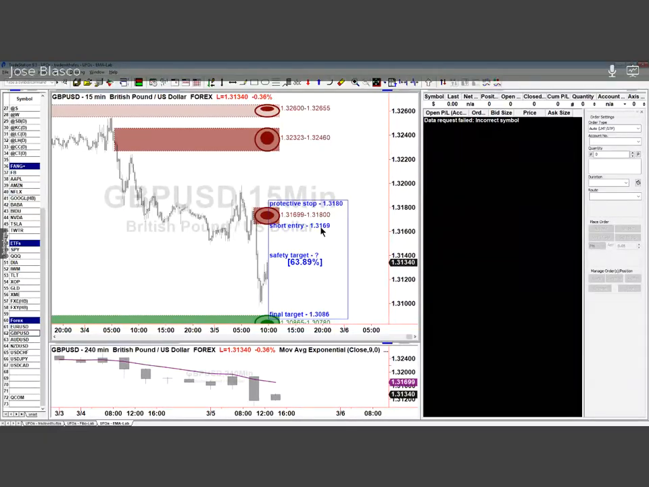But what about when you buy? Your protective stop is a buy order. Your safety target is a buy order. Your final target is a buy order. When you buy, you don't buy from the bid, you buy from the ask. And therefore, these price levels of 130.86 are not good.